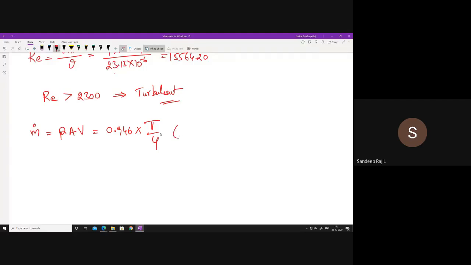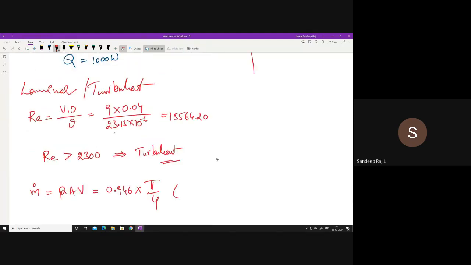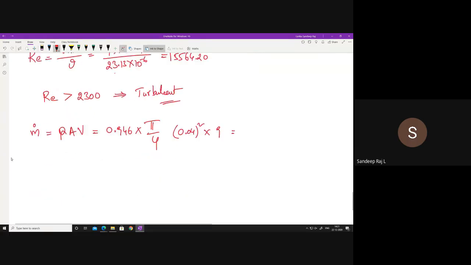The area is pi by 4 d square. Since this is rho A V, it is the cross sectional area that is to be taken. The area is pi by 4 d, the d value is 0.04 square, into the velocity, which is 9. You get the m dot value. Tell me what it is. It is 0.0106.